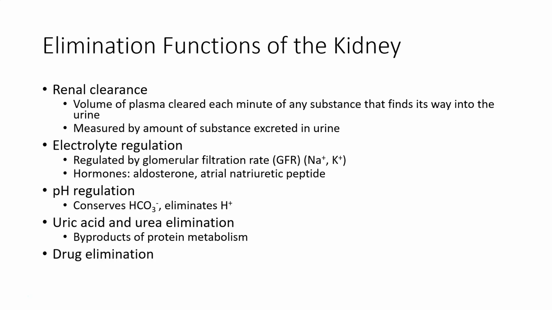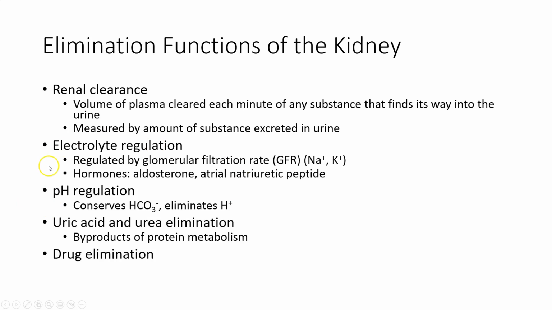Our kidneys have several elimination functions. One is what we call renal clearance. This is defined as the volume of plasma cleared each minute of any substance that finds its way into the urine, which is a kind of ridiculous way to say renal clearance is how much of a particular substance is secreted in the urine based on however much plasma goes through. So renal clearance could look at things such as urea or potassium.